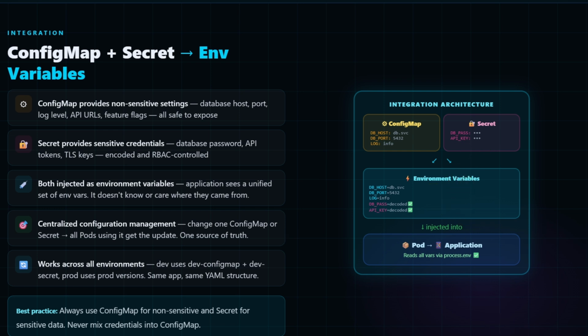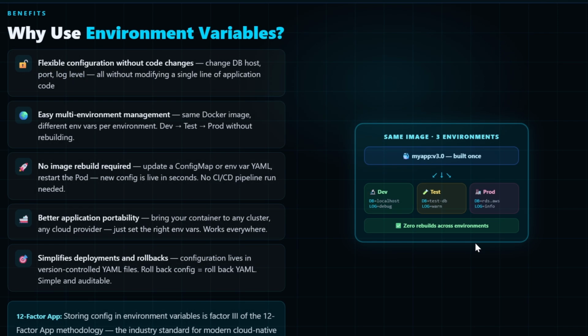Okay, now let us understand why to use an environment variable. First thing, it is flexible for configuration without any code changes, it is easy for multiple environment management, and also no major rebuild is required. There is no need for an entire CI/CD pipeline to run for the entire building process. Okay, and it is better for application portability also.